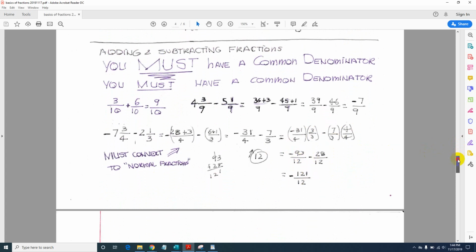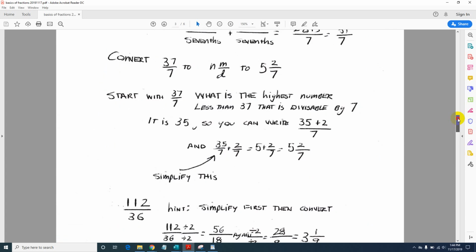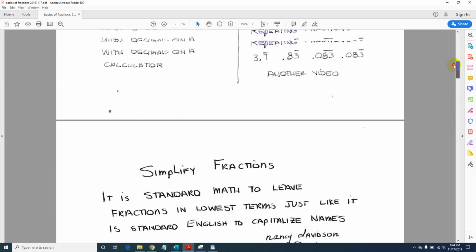Okay, so this is basically all you have to know about fractions. There'll be a second video on how to do this stuff. Right over here, this stuff.